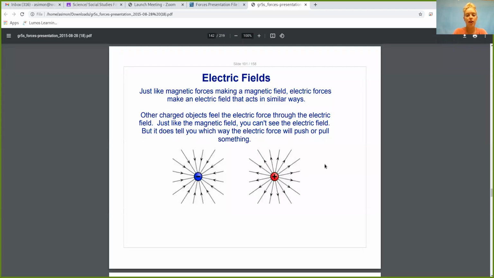All right, so today we're going to be talking about electric fields. Remember, we talked about magnetic fields when we were talking about magnetism, and electric fields are going to be very similar to magnetic fields. So let me share my screen here. If I write it down, make sure you put it in your notes, please. Electric fields: just like magnetic forces make a magnetic field, electric forces make an electric field that acts in similar ways.